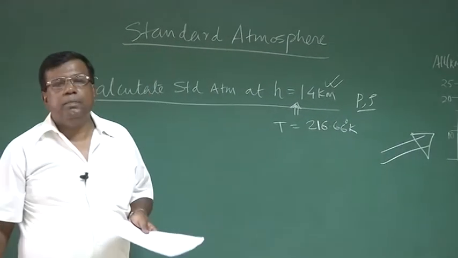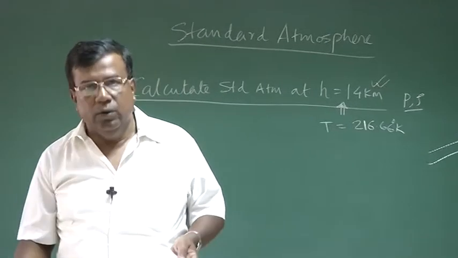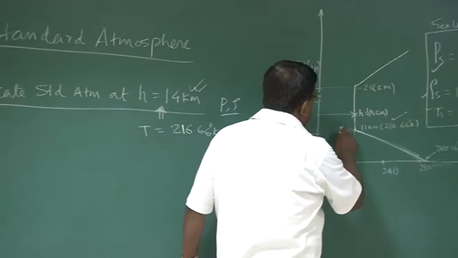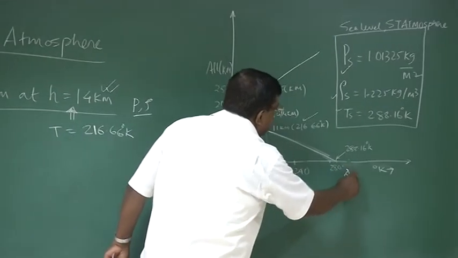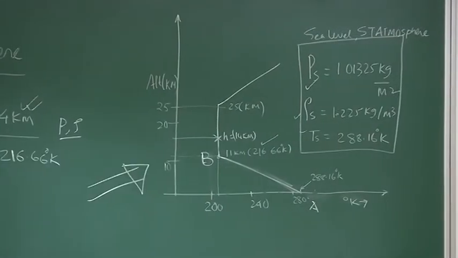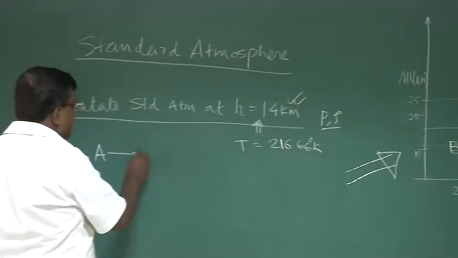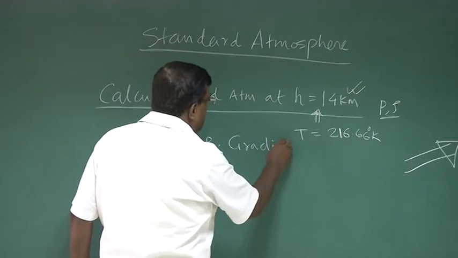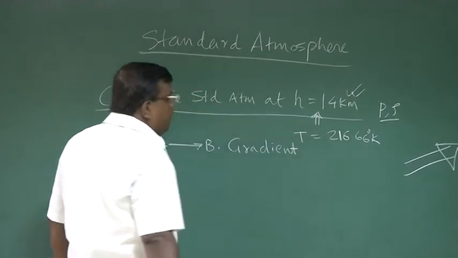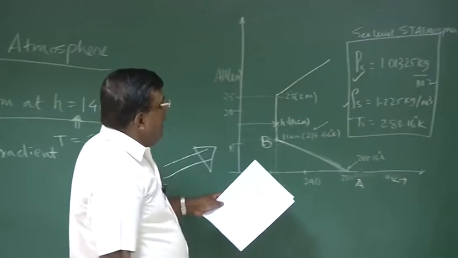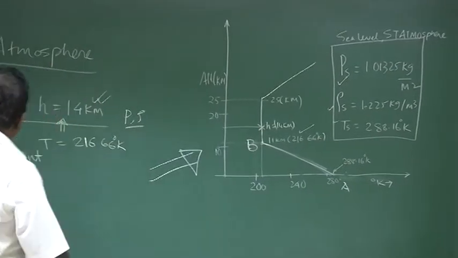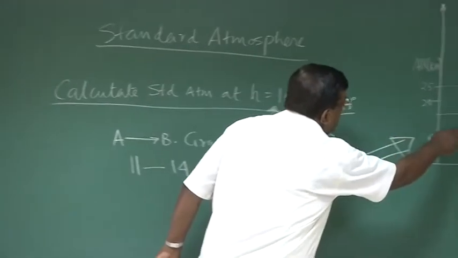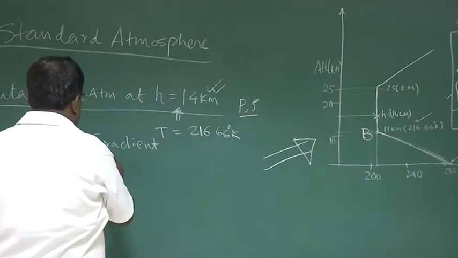What are the values of pressure, density, and temperature? We know. So first, what I do, I mark it point B, and let me call the sea level point A. I will first see up to 11 kilometers, that's point A to B, because there is a gradient part, because the temperature has a lapse rate. And then from 11 to 14, it is an isotherm, that is, temperature is constant.